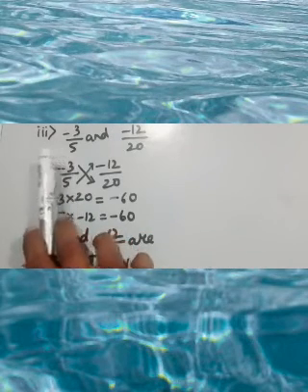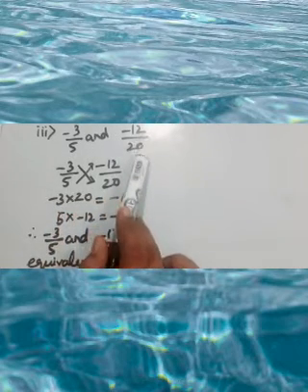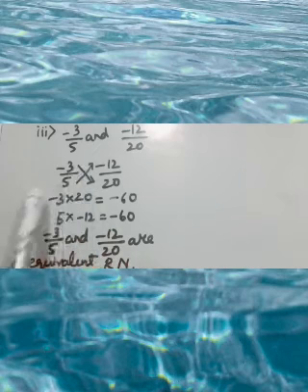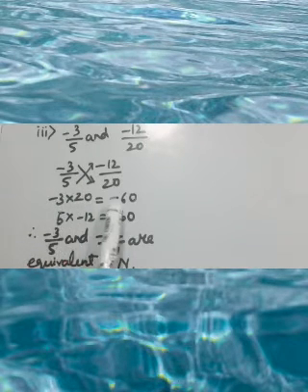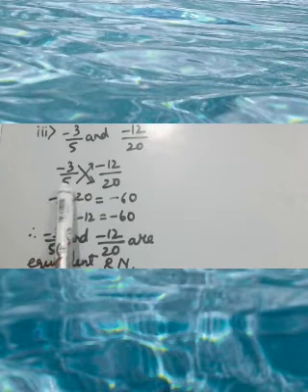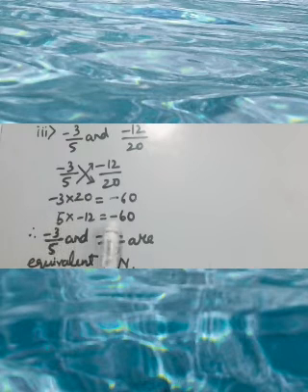Children, next is the third question. Minus 3 by 5 and minus 12 by 20. Take the two rational numbers and cross multiply. Minus 3 into 20. Minus into plus is minus. 3 into 20 is 60. Then we have 5 into minus 12. Plus into minus is minus. 5 into 12 is 60.